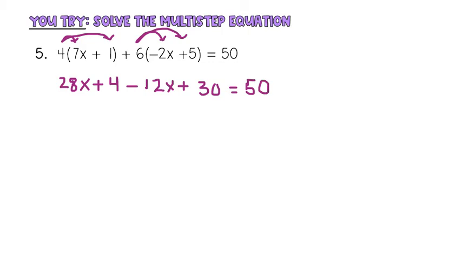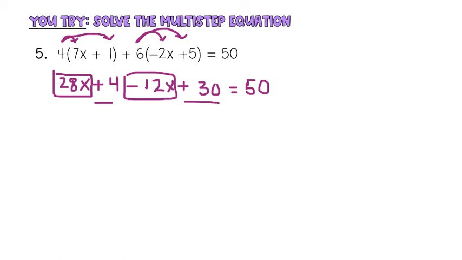Before I'm able to use inverse operations, I want to combine my like terms. So I'm going to look for all of my terms that have a variable. I see I have 28x, and I also have a negative 12x. Those can be combined. And I also have a positive 4, and I have a positive 30.